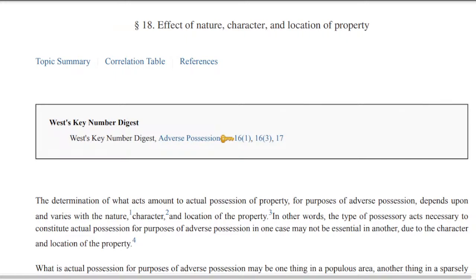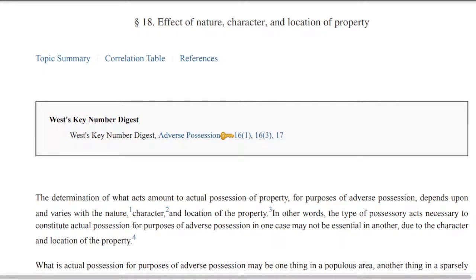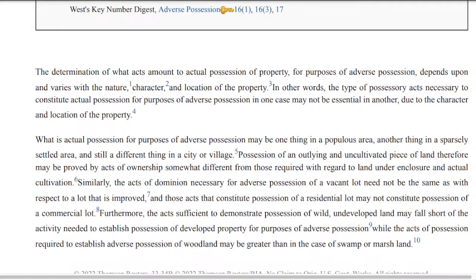All right, so let's get here. The effect, nature, and character and location of property. The determination of what acts amount to actual possession of property for purposes of adverse possession depends upon and varies with the nature, character, and location of the property. In other words, the type of possessory acts necessary to constitute actual possession in one case may not be essential in another due to the character and location of the property.